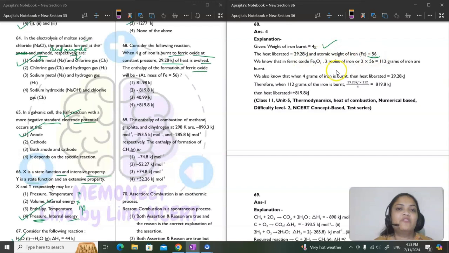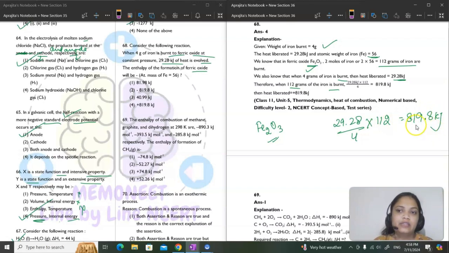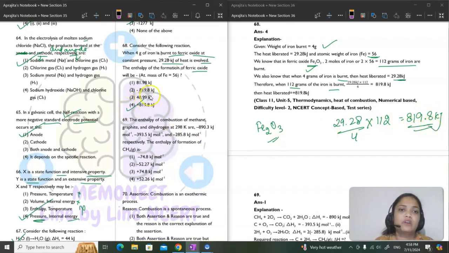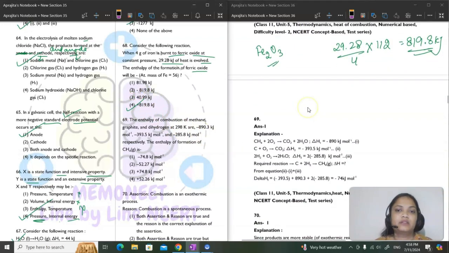And you know the atomic weight of iron is 56. Now in ferric oxide, which is your Fe2O3, 2 moles of iron means 112 grams of iron will be burnt. So when 4 grams of iron is burnt, this much heat is liberated. So 112 will be burnt. So we can calculate it for 112, meaning 29.28 divided by 4 into 112. So it will be 1819.8 kilojoule positive. So this much heat will be liberated.